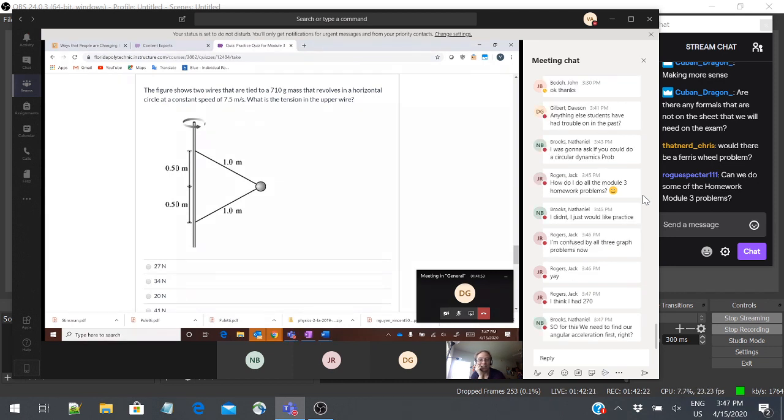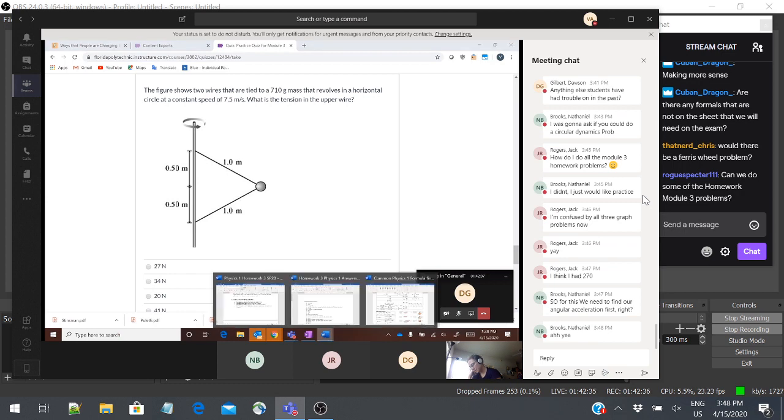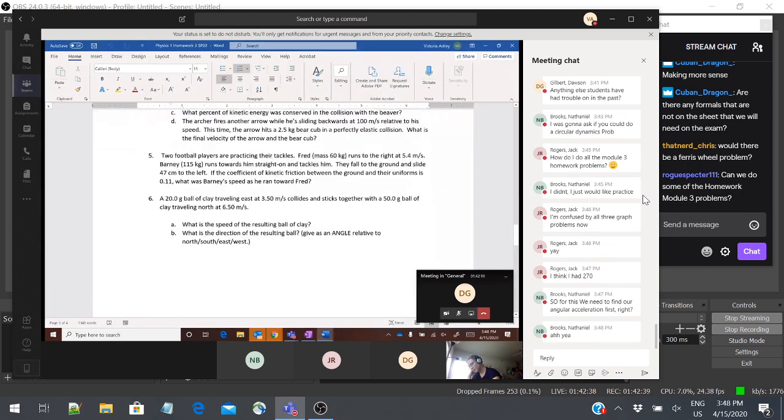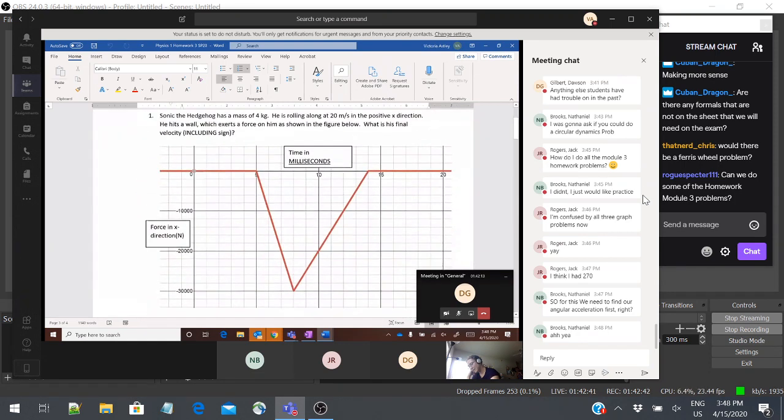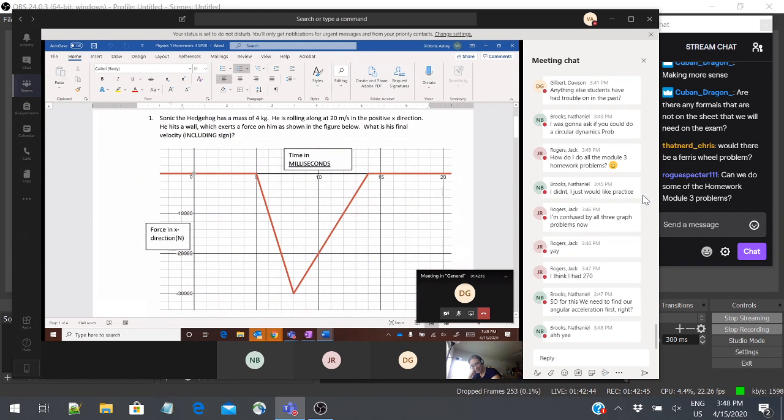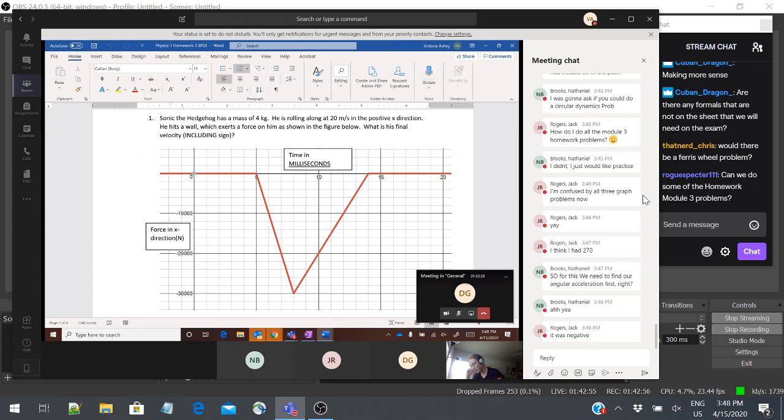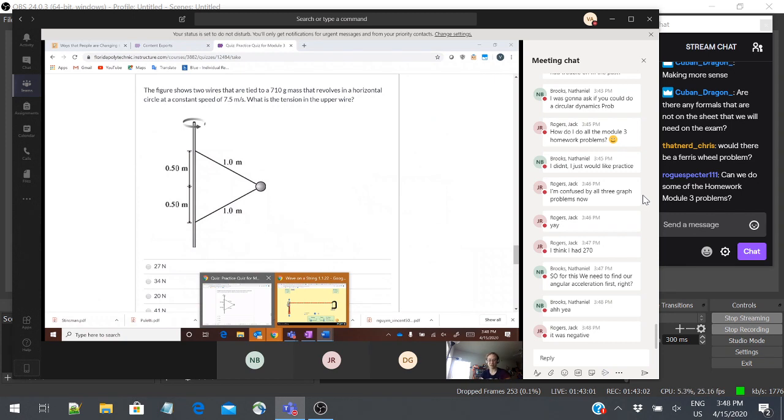270. So Nate, you're close. Not angular acceleration, centripetal acceleration. But yes, I think you had 270. What was the question? So one thing to keep in mind, Jack, is that it is sign dependent. You should have a negative number because it's below the x-axis. So it would be 1/2 times 30,000 times 5, 6, 7, 8, 9. Let me hop back over. Okay, it's negative.